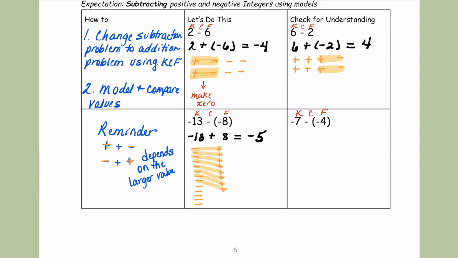All right, let's answer this check for understanding. We're going to start with step number 1, keep, change, flip. So keep that negative 7, change that subtraction to an addition, and change that negative 4 to a positive 4. So just looking at this, who has more? Do I have more negatives or more positives? Once I've drawn them out, as our step number 2 asks us to, we can see that there are more negatives than there are positives. So I'm going to zero out 1 negative and 1 positive, and what I have remaining is negative 3. Way to go. Great job.